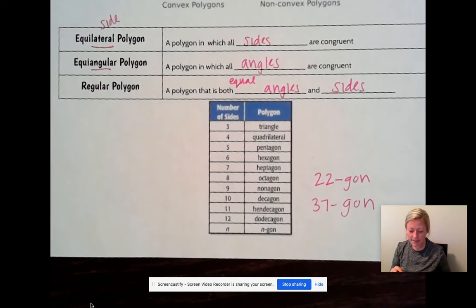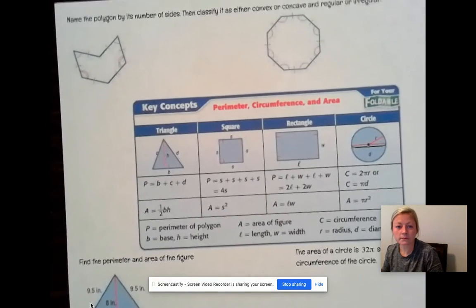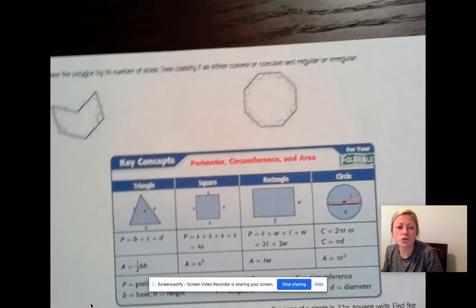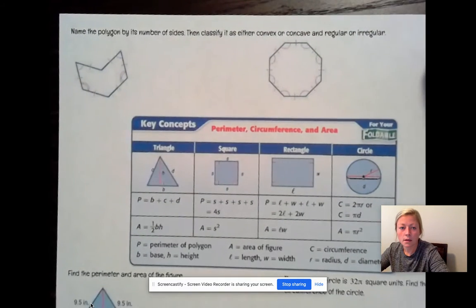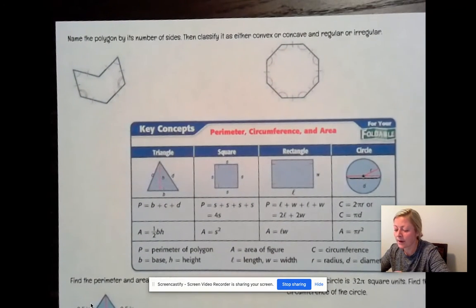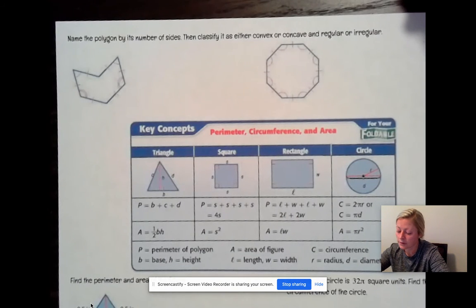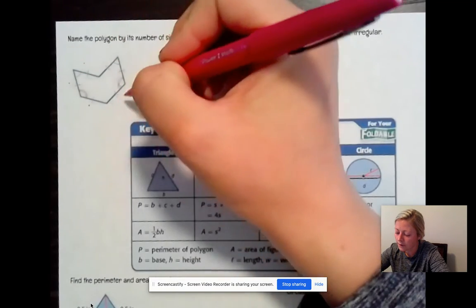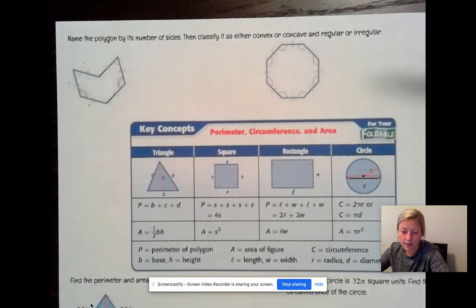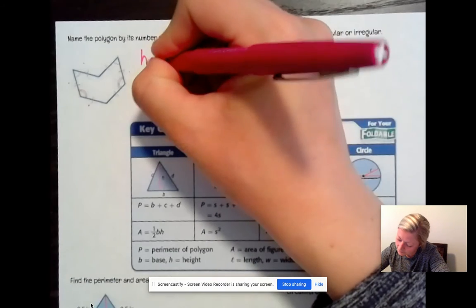Okay, flip to the next page or to the back. It says, name the polygon by its number of sides, then classify it either convex, concave, regular, or irregular. So kind of a lot going on here. Let's first look at the number of sides. That's pretty easy, we just have to count. 1, 2, 3, 4, 5, 6. A 6-sided figure. If you don't know, look at your little chart on the previous page. But we know that's a hexagon.